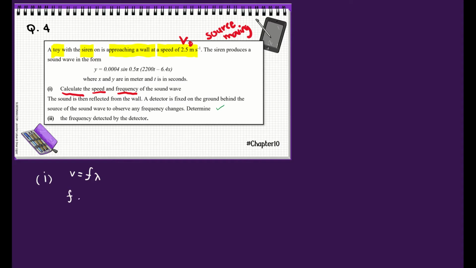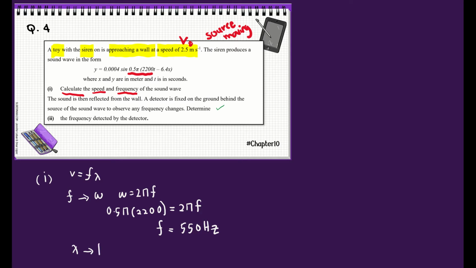The frequency we can get from omega. So ω is equal to 2πf. Our ω is equal to 0.5 times 2200, which equals 2πf. So the frequency is equal to 550 hertz.